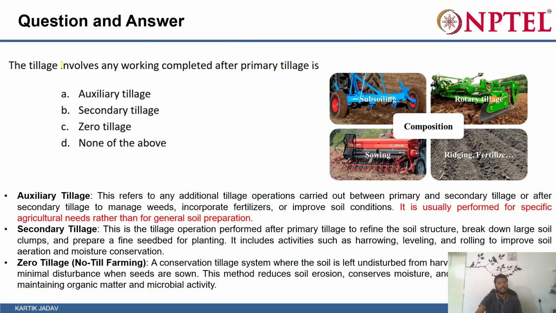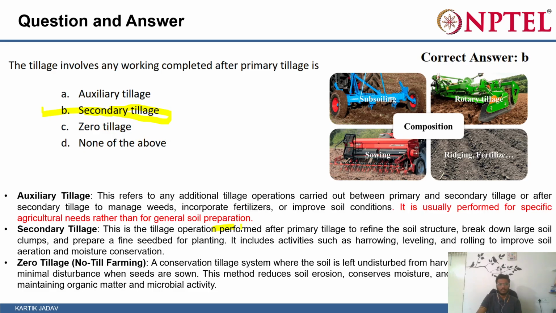Next question: the tillage involves any working compacted after primary tillage. Basically, once we have done the primary tillage, after that we generally follow secondary tillage. So let's identify: auxiliary tillage, secondary tillage, zero tillage. The correct answer is option B, secondary tillage, right? Secondary tillage we generally follow after primary tillage operation. So the correct answer is option B.